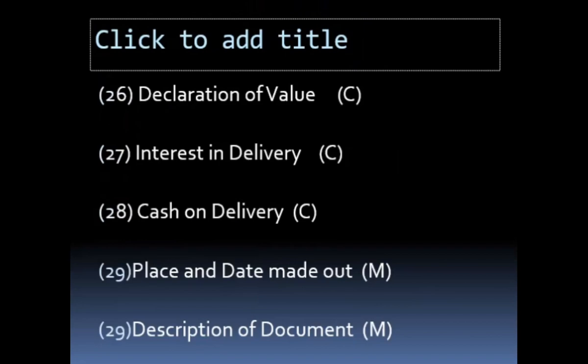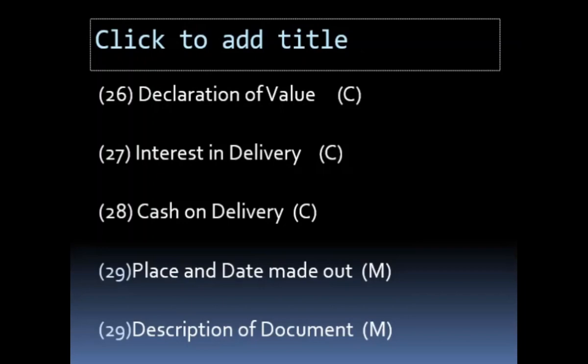Part 26 is declaration of the value, which is conditional upon the transaction. 27 is interest in delivery. That will be conditional, but if you're paying upfront, no interest will be paid. And if arrangements have been made with a draft to cover costs and appropriate payment methods are used, this will be uncalled for. 28 is cash on delivery.